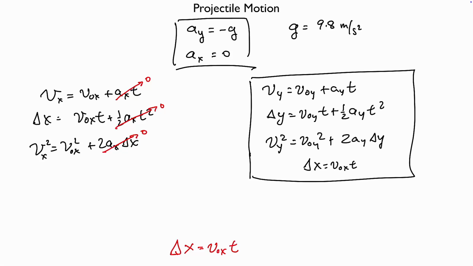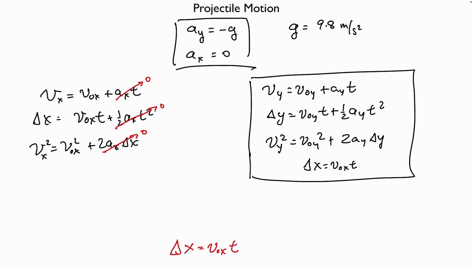Yeah, okay. v_y squared equals v naught y squared plus 2 a_y delta y. And then delta x equals v naught x times t. There we go. Did I get it right that time? I think I did. All right.